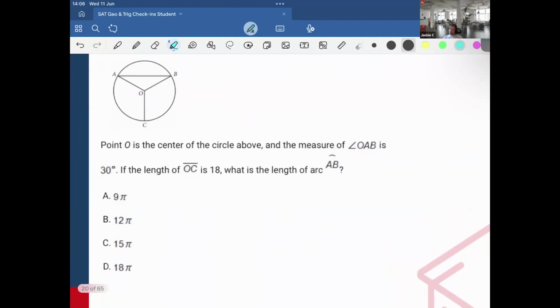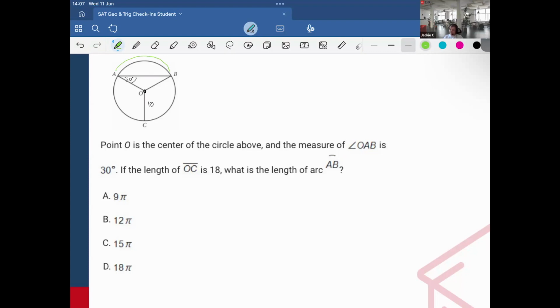So point O is the center of the circle above, and the measure of angle OAB is 30 degrees. Okay, so this is 30 degrees. If the length of OC is 18, what is the length of arc AB? So I want to find what the arc of AB is.